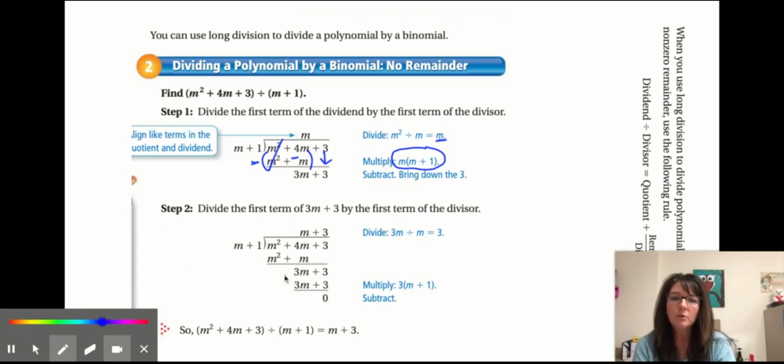All right, that just means we're working down here, right? This is the next place where we're working right there. So we're kind of looking at this. So we're saying how many times does m go into 3m? Right there. 3m divided by m is 3.